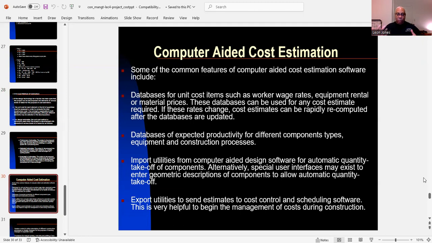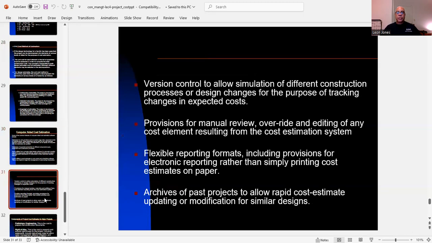Then you can import utilities from computer aided design software for automatic quantity takeoff components. Alternatively, special user interfaces may exist to enter geometric descriptions of components to allow automatic quantity takeoff. Then you can export utilities to send estimates to cost control and scheduling software. This is very helpful to begin the management of costs during construction.